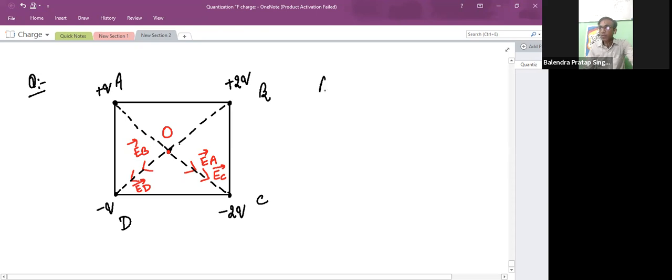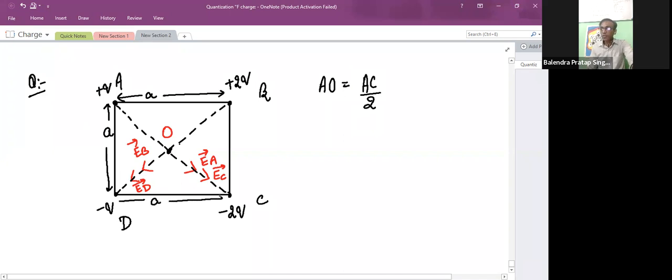So OA, or AO, is equal to AC by 2, half of the diagonal. And what is the value of this AC? If all are separated by a distance A, what will be the value of this AC?